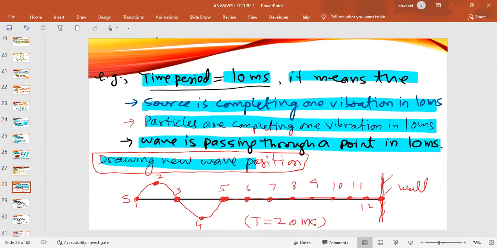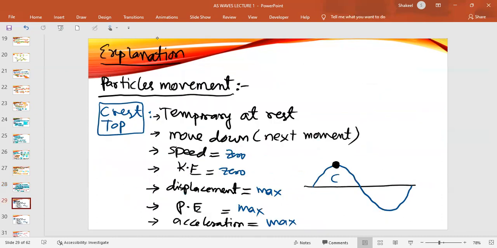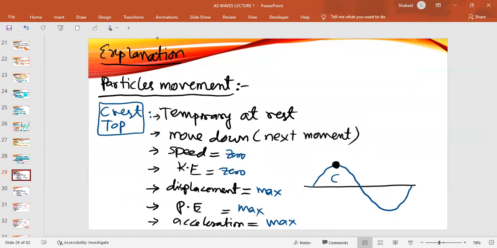So you have to draw the new wave position. So let's say this is the previous wave position. These are the particles 1, 2, 3, 4, and then 5, 6, 7, 8, 9, 10, 11, and 12. And its time period is 20 milliseconds. So what you have to do is after a certain time, you have to draw the new wave position. So before we do that, we have to look upon another thing, upon the particle movement.